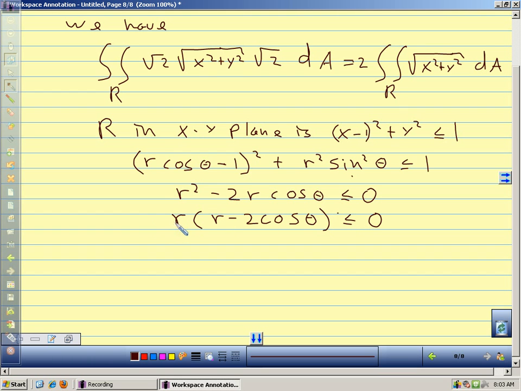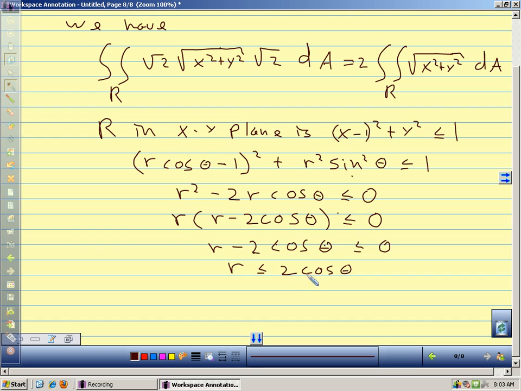Well, one solution of this is r equal to 0, but we're not interested when r equals 0. So I'm just going to ignore this r out here. If r equals 0, that gives us the degenerate case. So I'm only interested in r minus 2 cosine theta less than or equal to 0. So r is less than or equal to 2 cosine theta.